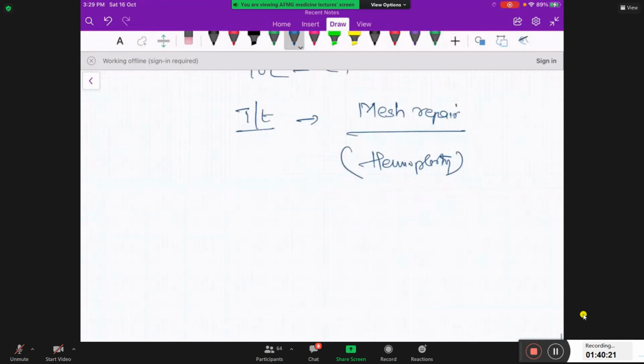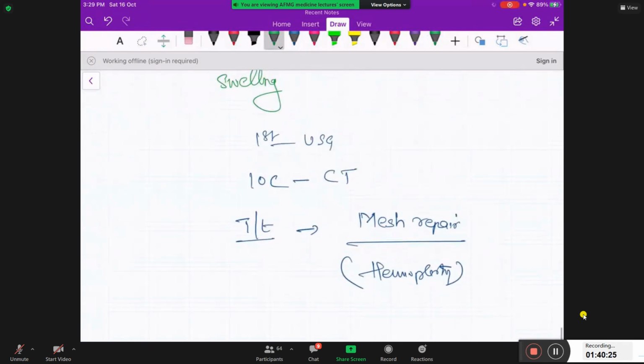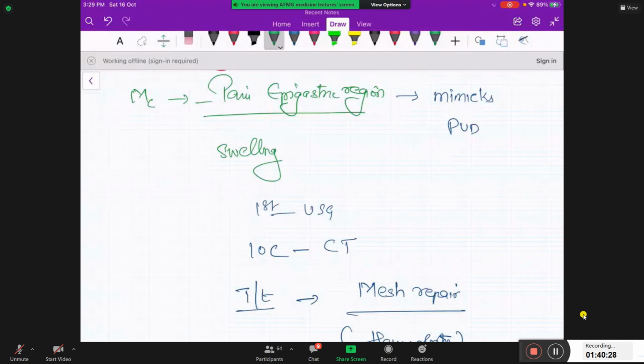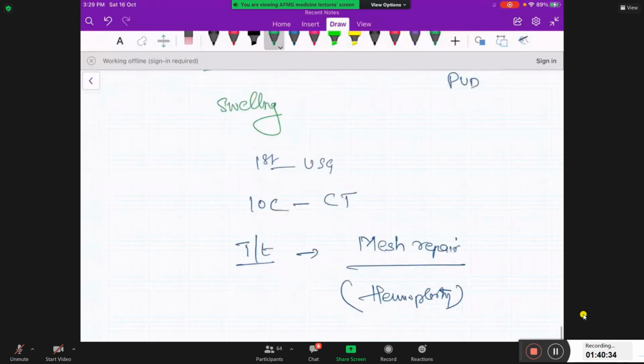Okay, then comes... is the speed fine? Yes.